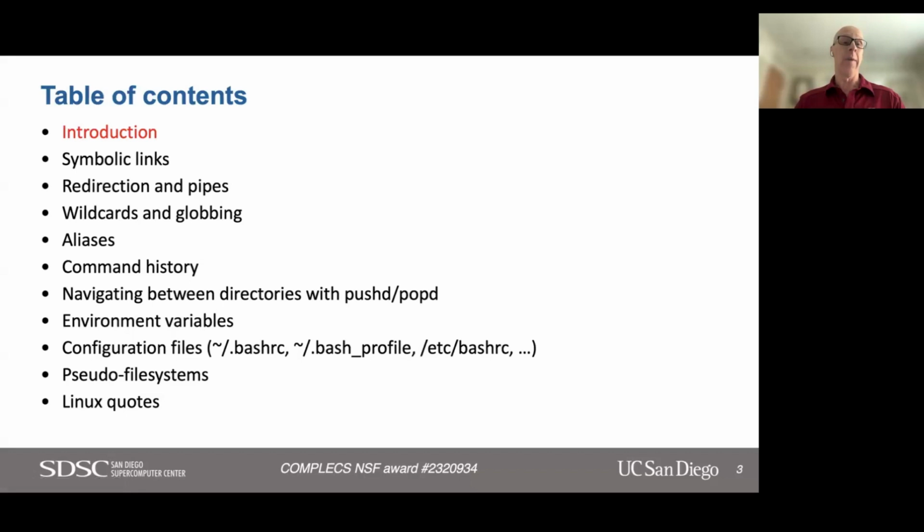So an outline of what we're going to cover today. We're going to start off with an introduction, a little bit of background, why you may find this material useful, who the target audience is. We're going to look at symbolic links. Then we'll talk about redirection and pipes, wildcards and globbing, aliases, command history, navigating between directories using pushd and popd, environment variables, the configuration files, pseudo file systems, and Linux quotes. And then we have a little bit of supplementary material at the end in case we have some time remaining.